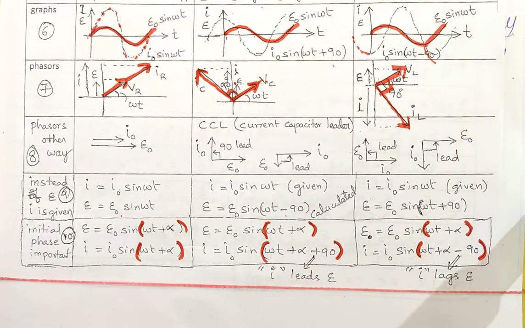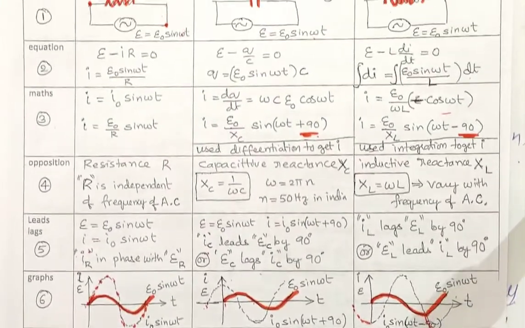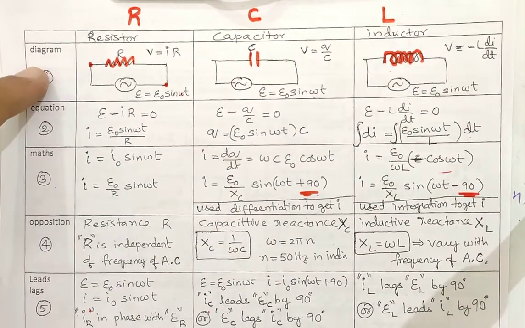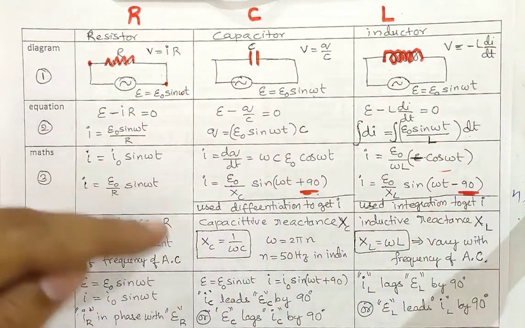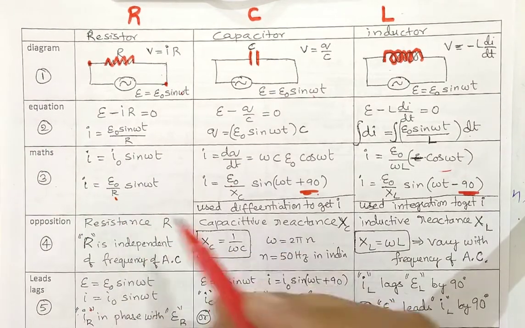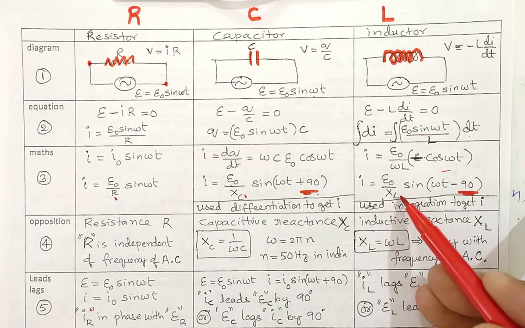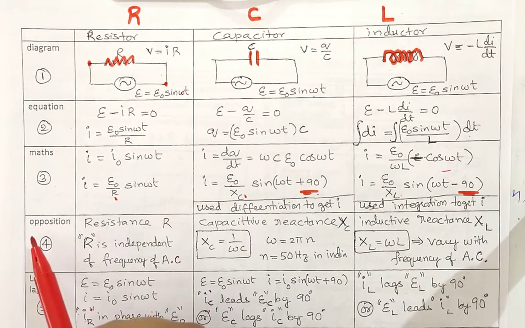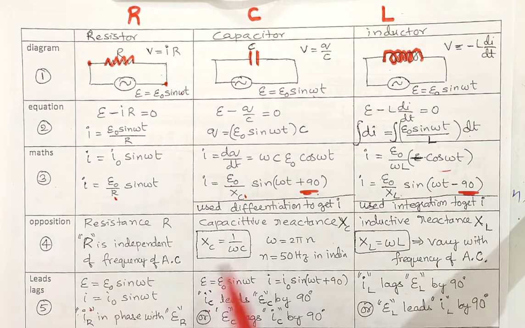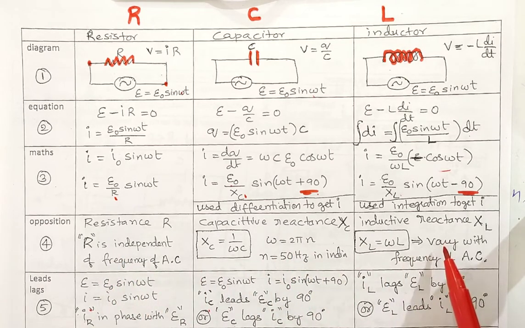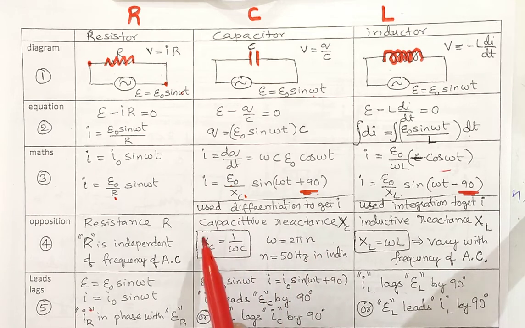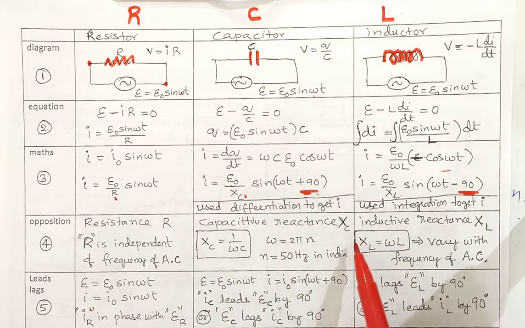These 10 points, once again I refresh all of them. First is the diagram, the related equation, getting I from the equation and setting the terms. Here the denominator is resistance, here capacitive reactance, here inductive reactance. We define the opposition and name them resistance, inductive reactance, capacitive reactance, and their dependence on alternating current frequency. R is independent of frequency; capacitive reactance and inductive reactance depend on angular frequency. As frequency increases, capacitive reactance decreases. As frequency increases, inductive reactance increases, because here they are directly proportional, here inversely proportional.